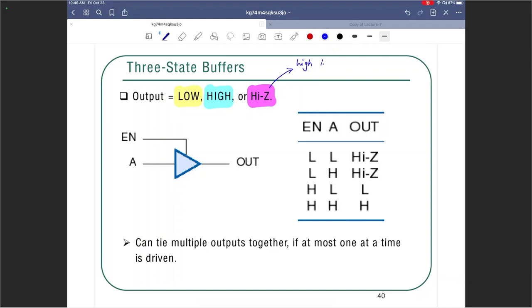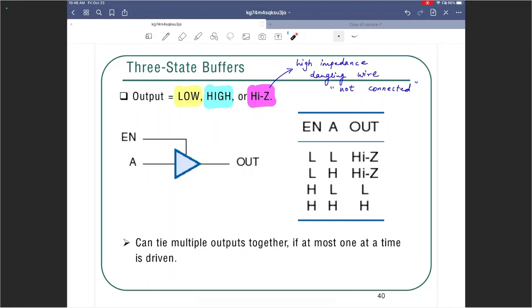High impedance, or a dangling wire, which means it is not connected to anything. It has three inputs and outputs. You have enable. Let me write it in, well, this is your enable input. A is your input, out is your output.